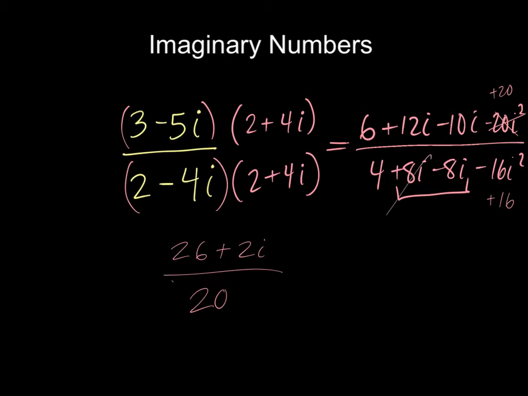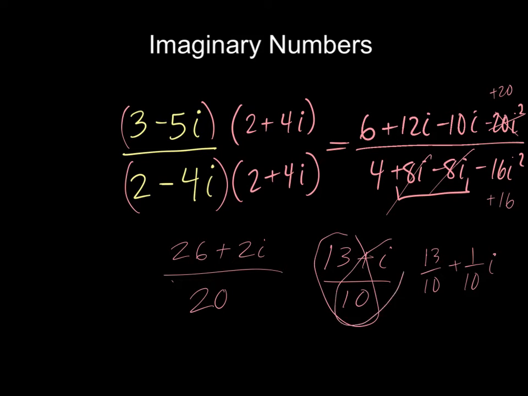The 8i and the negative 8i go away. That's the beauty of multiplying something by its conjugate. So I want to simplify this a little bit. 26, 2, and 20 all have a 2 in common. So I can call it 13 plus i over 10. Or to put it in a plus bi form to make it look like our other complex numbers, I could call it 13 tenths plus 1/10 i. Just kind of divide by 10 here and divide by 10 here. Either one of those would be okay, but this would be a good final answer.